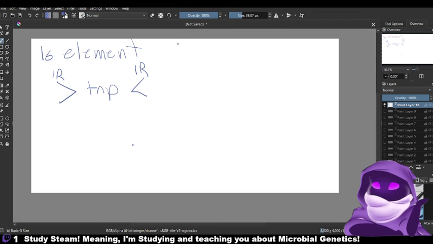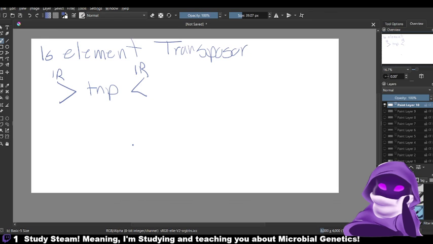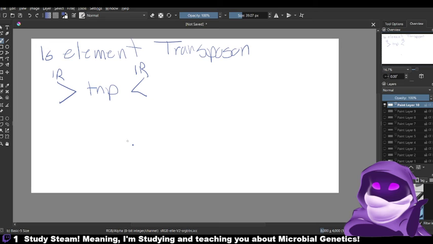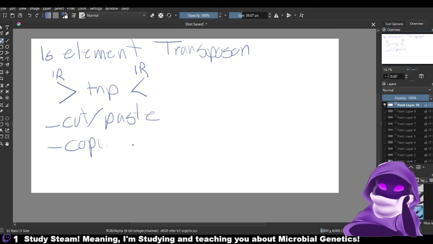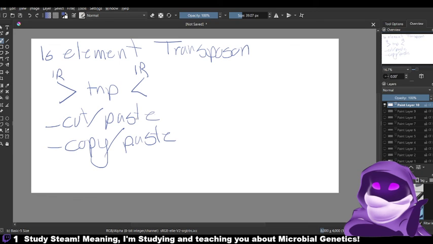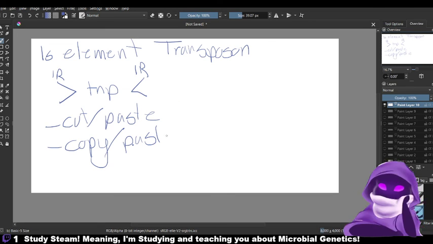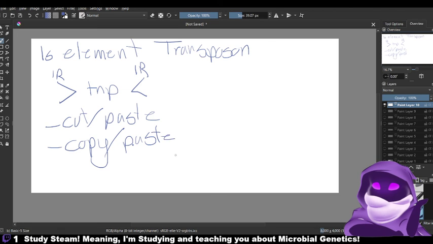We're talking about transposons now, by the way. I'm sorry, we've transitioned. Transposons have these nice little inverted repeats, and you've got two options. You've got cut and paste, and you have copy and paste. They're exactly like they sound. Do not overthink them. Cut and paste, you remove it and move it around. Copy and paste, you copy it and put it somewhere else. And that's just how it's going to be.